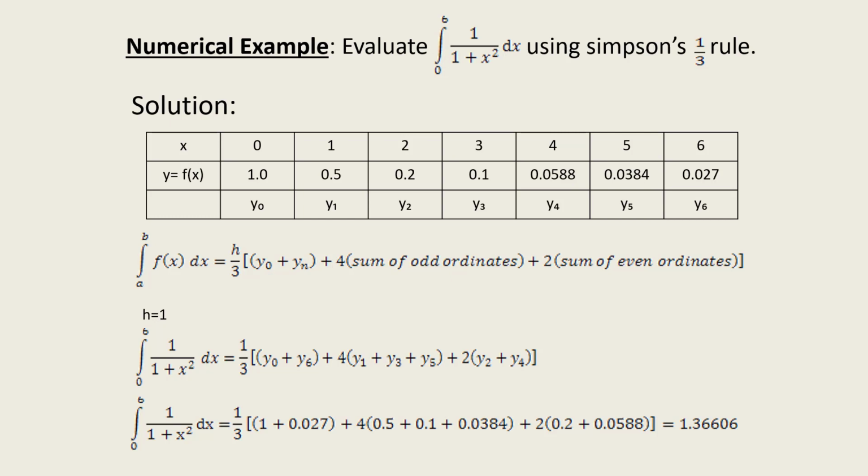Coming to our question, we can write the equation as integral 0 to 6 of 1 by 1 plus x square dx is equal to 1 by 3 into y0 plus y6 plus 4 into y1 plus y3 plus y5 plus 2 into y2 plus y4. Substituting the values of y0, y1, y2 up to y6, we get the final answer as 1.36606.